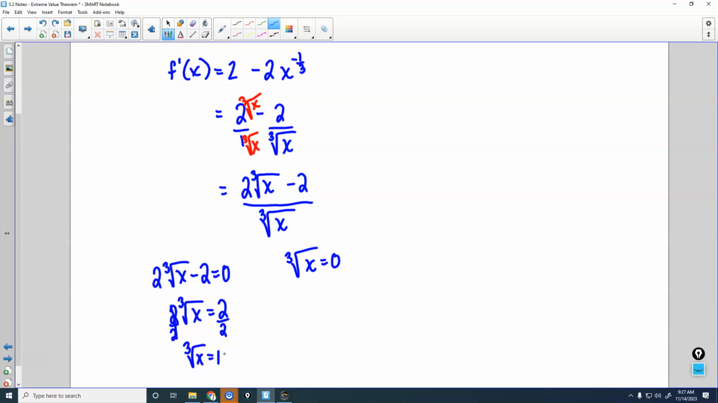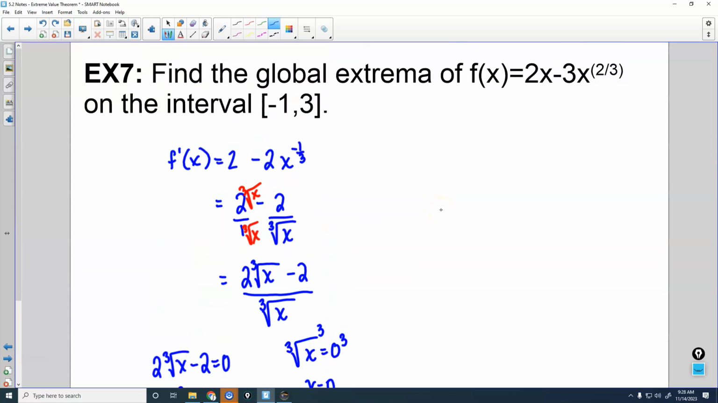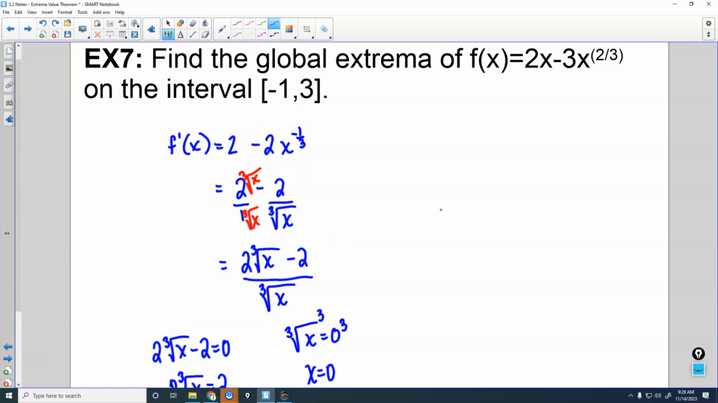How do we get rid of a cube root? Cube it. So we will cube both sides, and 1 cubed is just 1. So x equals 1. Over here, we will just cube both sides. We will still get x equals 0. So 1 and 0 are our critical points that we have to test. So we need to test 1, 0, negative 1, and 3.